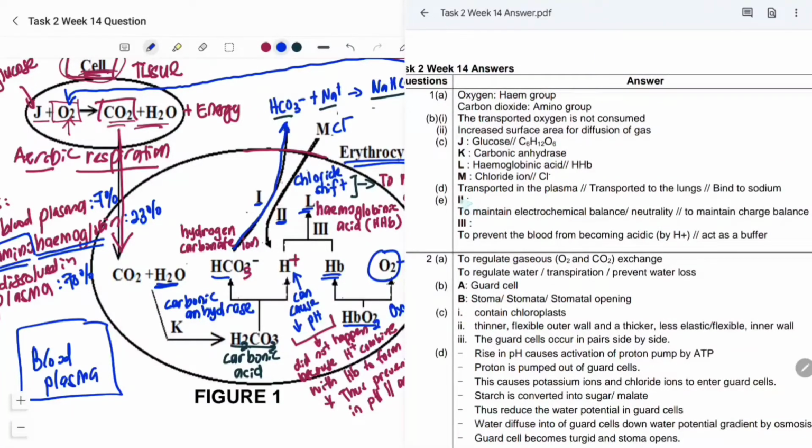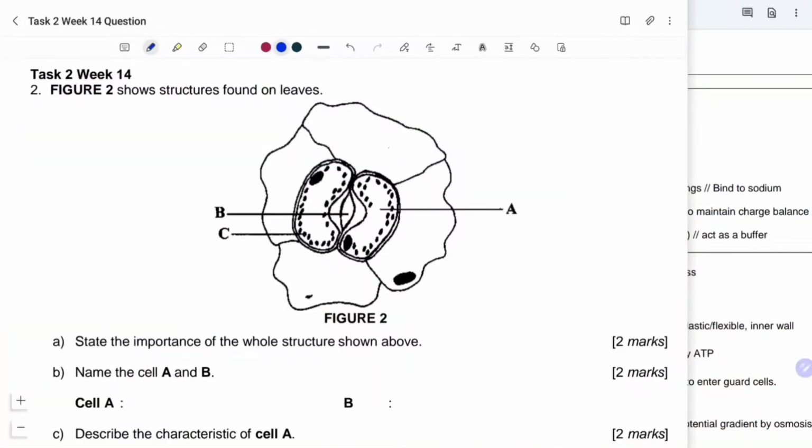So itu proses 2. For proses 3 tadi merujuk kepada Hb combine with H+ untuk form HHb. Yang ni adalah untuk prevent change in the blood pH ataupun untuk prevent the blood becoming acidic. Okay, ataupun to act as a buffer. So itulah question 1. The next question is about gaseous exchange dekat plants, iaitu melalui stoma.